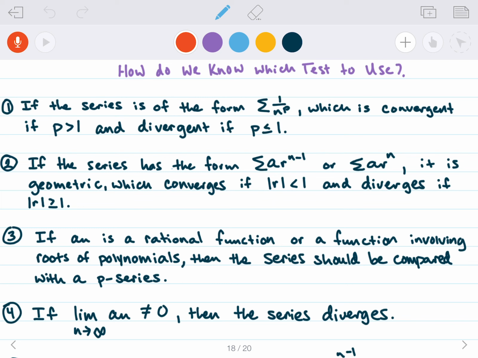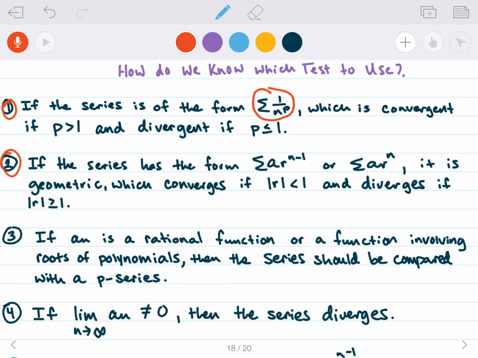So the first big thing that we know is we know about p-series. We know that if we have a series of the form 1 over n to the p, it's convergent if p is bigger than 1, and it's divergent if p is less than or equal to 1, such as 1 over n. All right, so that's one of the big tests that we know.